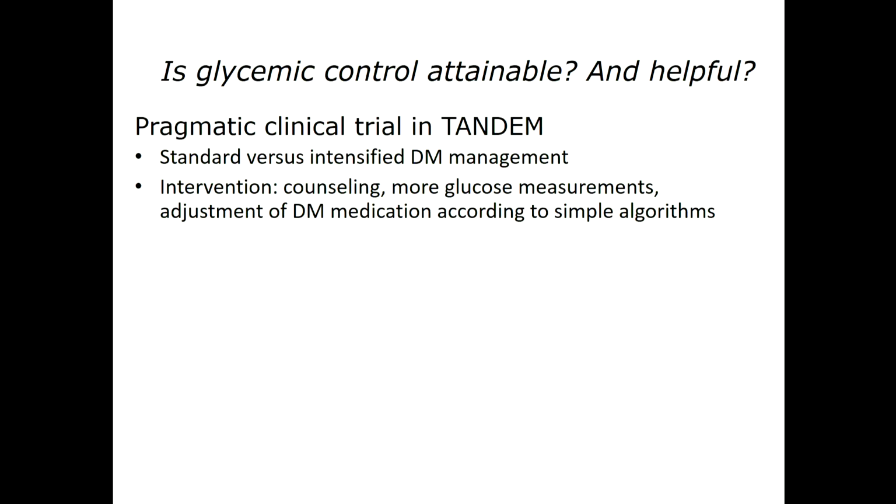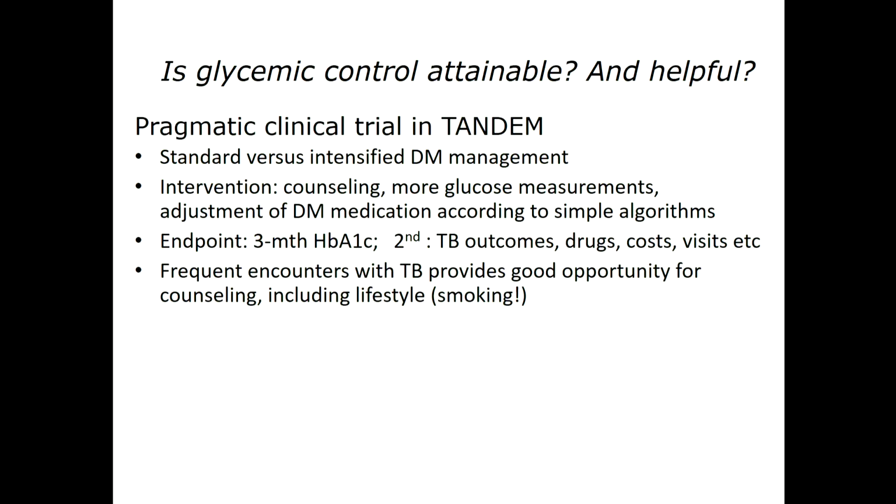So one of the things we're doing in TANDEM is a pragmatic trial, which is aiming to see whether glycemic control in the context of TB treatment and all the things that come with it is attainable, and second, whether it's helpful. So the intervention is not one drug versus another, but more the standard, somewhat lenient monitoring, with our 2-month and 6-month time points in TB treatment, versus more frequent glucose monitoring and adjustment of medication according to simple algorithms to improve glycemic control. The primary endpoint is a 3-month HbA1c, and then there's a number of secondary endpoints, including TB outcomes and drugs and costs, etc. And obviously, our frequent encounters with patients may provide opportunities, as Dick showed, for counseling on patients.